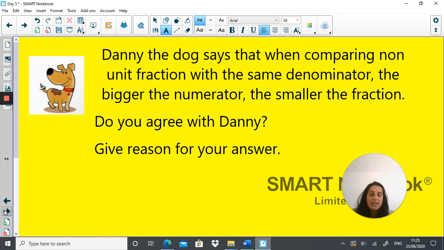Unfortunately, Danny is wrong. So he's been wrong every single day all week. So when you have a non-unit fraction with the same denominator, the bigger the numerator, the bigger the fraction, because the parts are of the same size because you have the same denominator, but you have more of the parts. And that's what the numerator reflects. So if the numerator is larger, that means the fraction is larger also. So if you got that right and were able to explain it, well done.